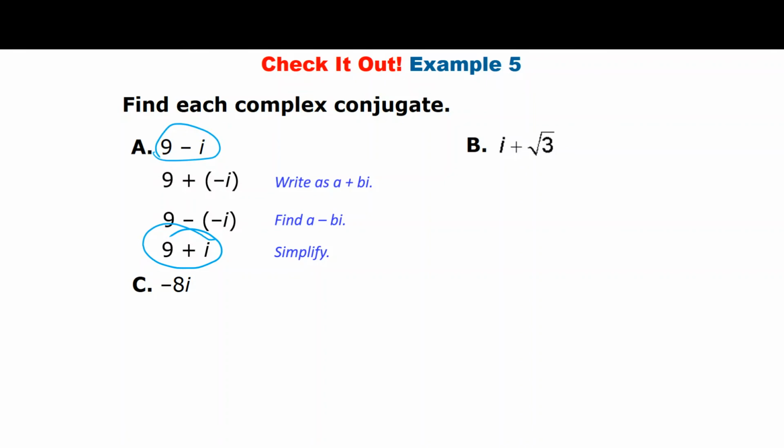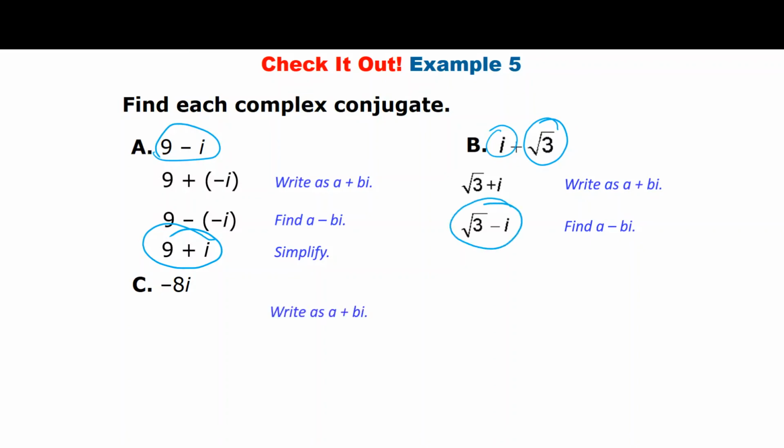Again, let's look at b. Notice that the i is in the first place here and the square root of 3 is in the second, but we want to write it as a plus bi. So let's just rewrite it to square root of 3 plus i. Again, we just have to subtract now. So square root of 3 minus i is going to be the complex conjugate.